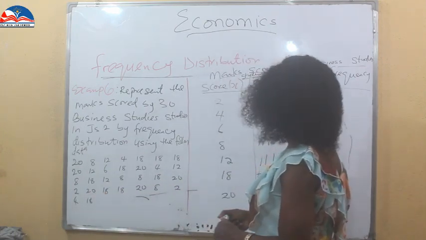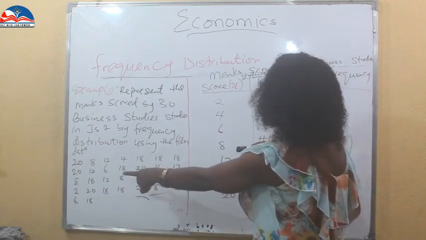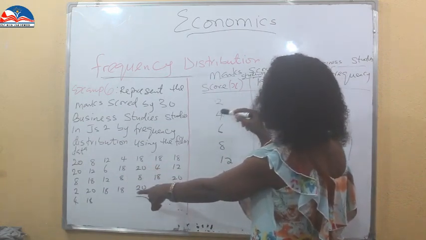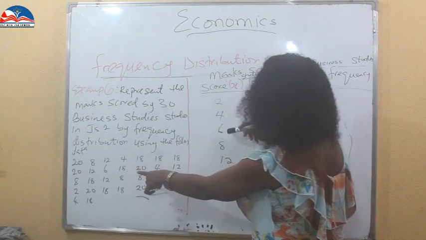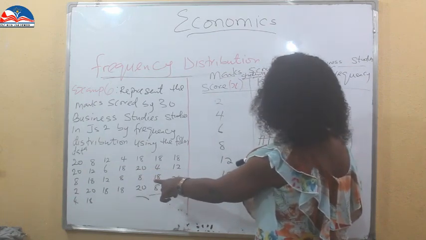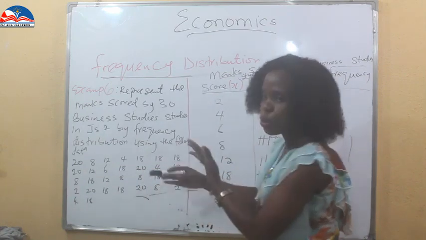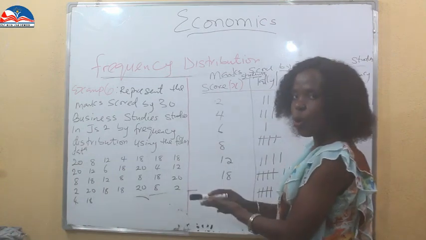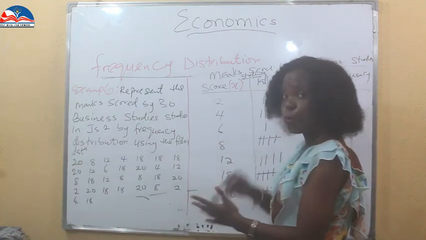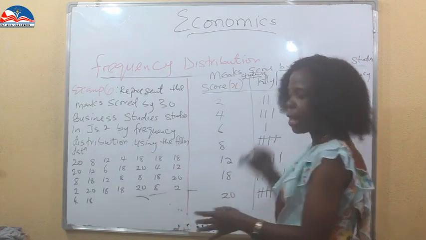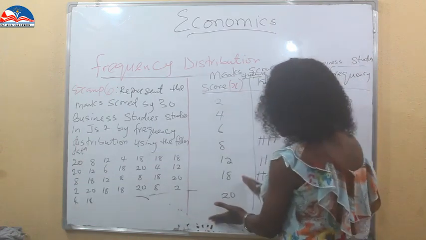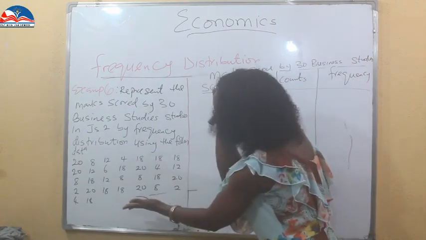So you start. My first score, which is the lowest, is 2. You write it down. The next is 4. Then you look again, you have 6, you have 8, you have 12, you have 18, and you have 20. So you saw the frequency at which they occur. We have 2, 4, 6, 8, 12, 18, and 20. You will write it out. So you will use your discretion.